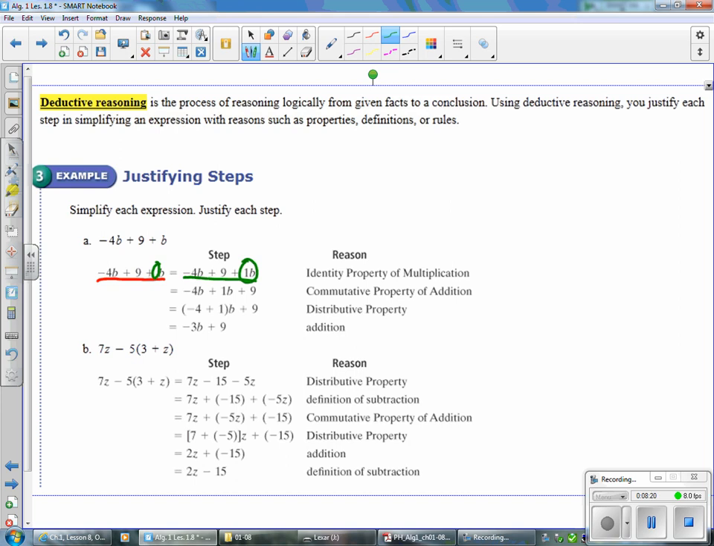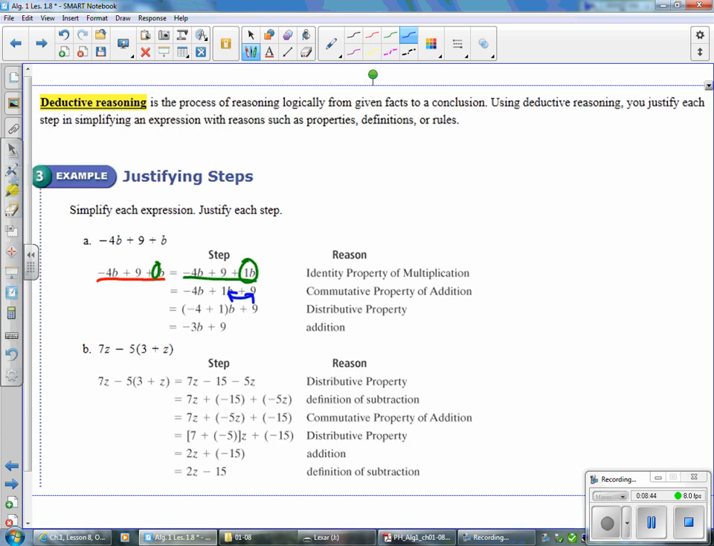Then, from that step, down underneath it, what changed? The minus is there, the 4 there, the b there, the plus there. Then, it looks like the 9 and the 1b switched places. They switch places. Well, what property allows us to switch things in places? That's the commutative property. Which commutative property? Well, we're adding, so commutative property of addition.